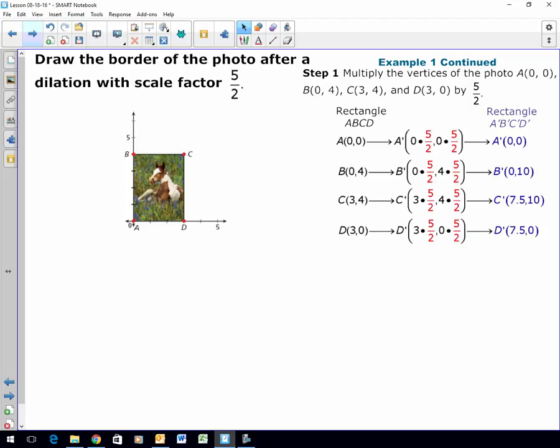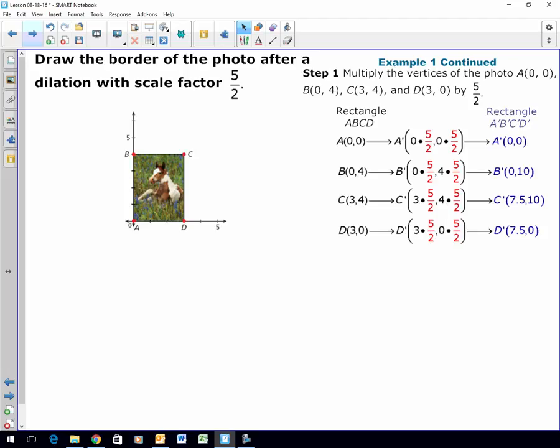It says draw the border of the photo after dilation of the scale factor of 5/2. You got a pretty little pony here. Here's a photo of it. You want to enlarge the border so that everybody can see it in your room. It was an itty bitty 8.5 by 11, and now you want it to be a 16 by 20. Real world for you.